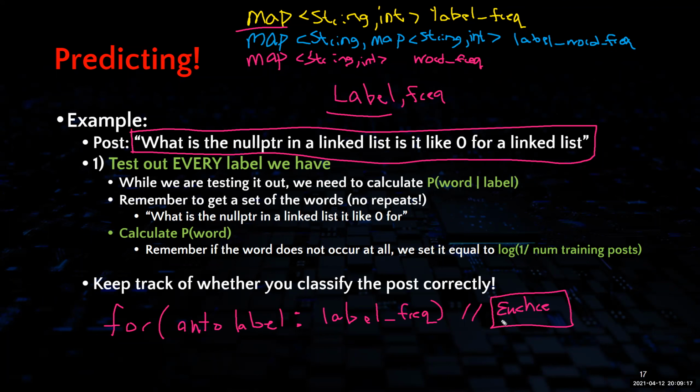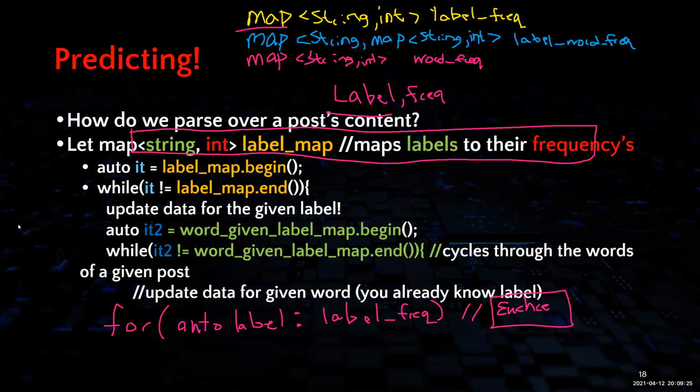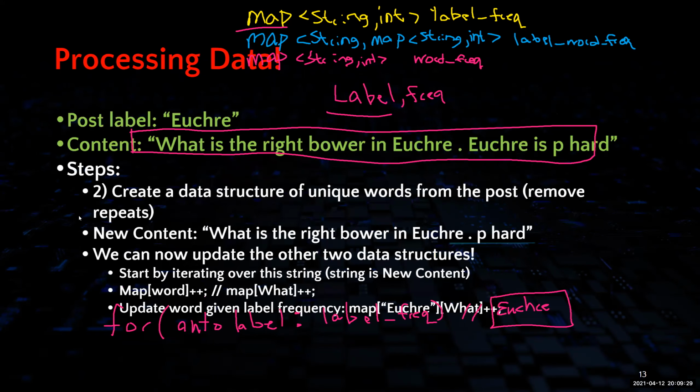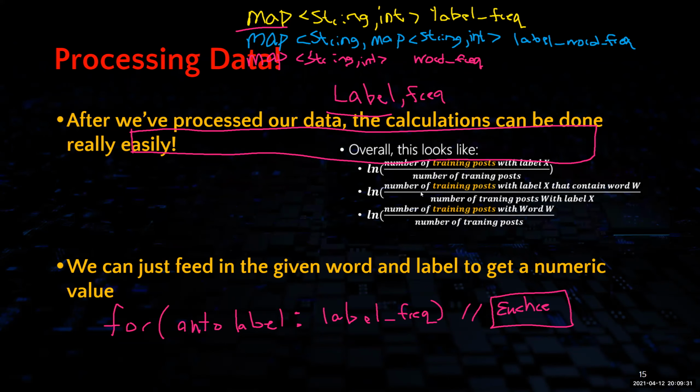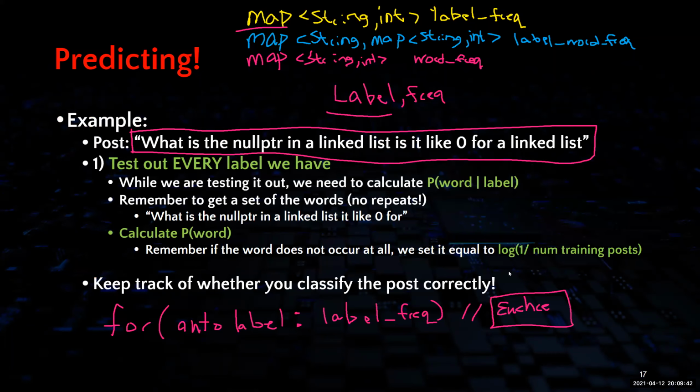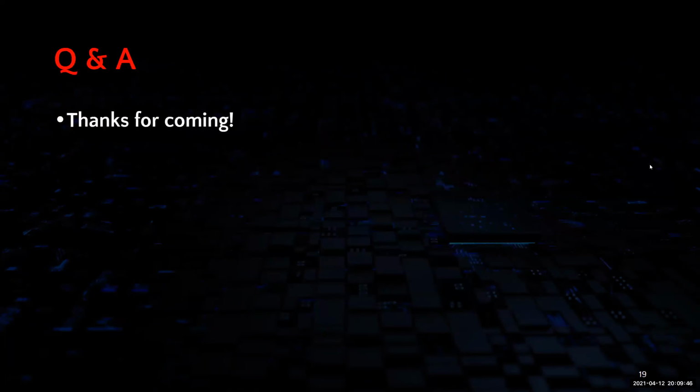So notice all I'm doing is calculating the log probability, this formula over here. Where was it? Yeah, right here: number of training posts with label X that contain word W, divided by this number right here. We already have the information. All we're doing is testing it on the label euchre. And right here, I've detailed out exactly what's happening.